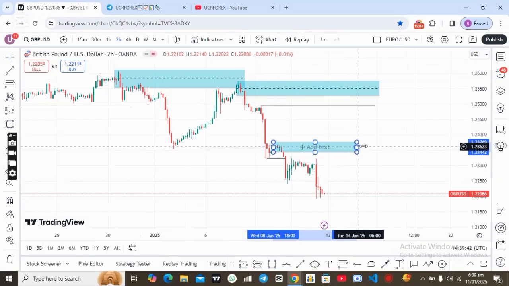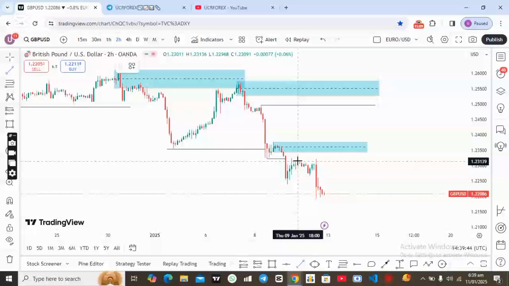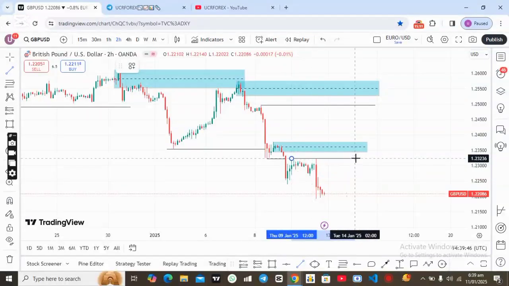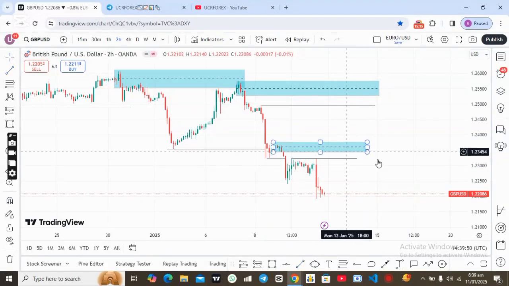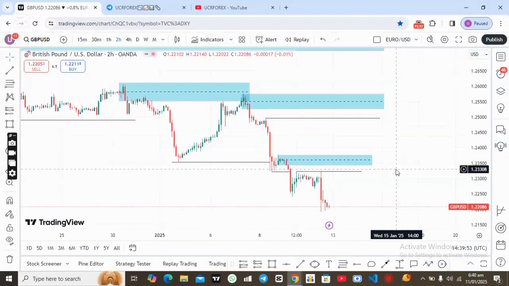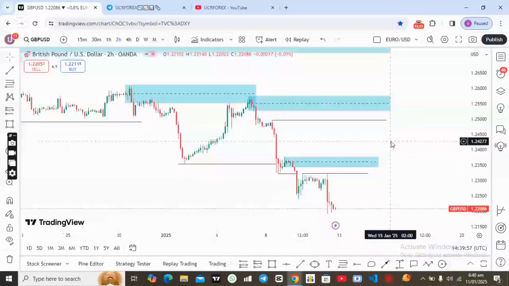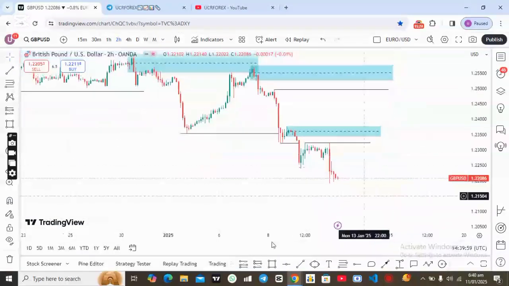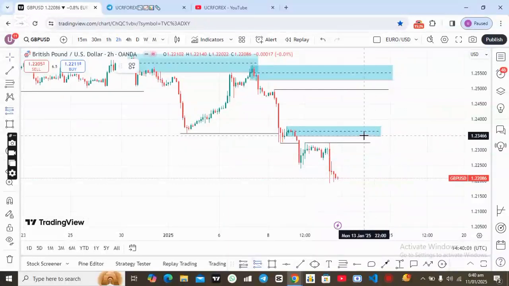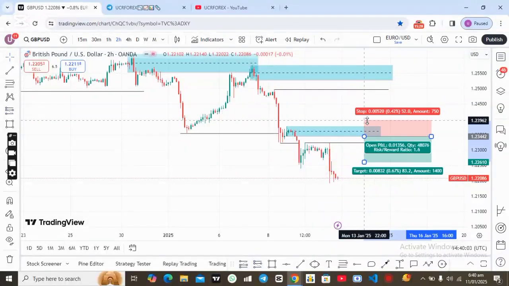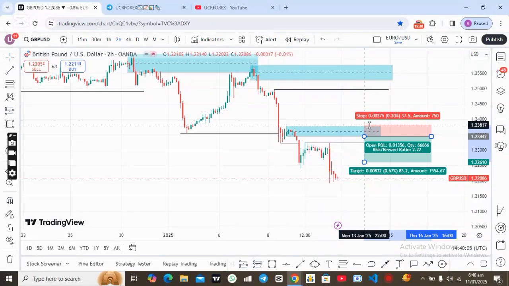You can see this is my unmitigated zone number one, and now this will be my liquidity. It's like an equal high. This is like my liquidity just in front of the very particular point of interest. So on GBP USD, I have this zone, I have this zone, I have this zone, and these are the three zones where I will be looking forward to sell GBP USD. Just this way, and then my stop loss above.